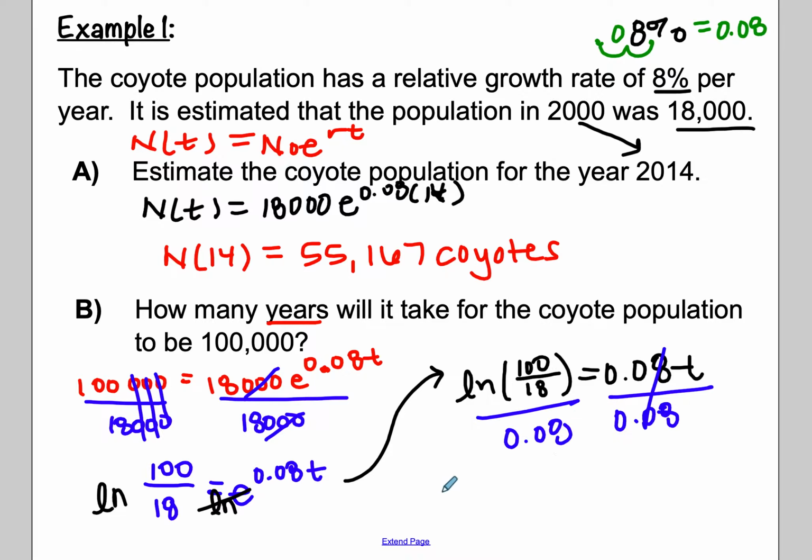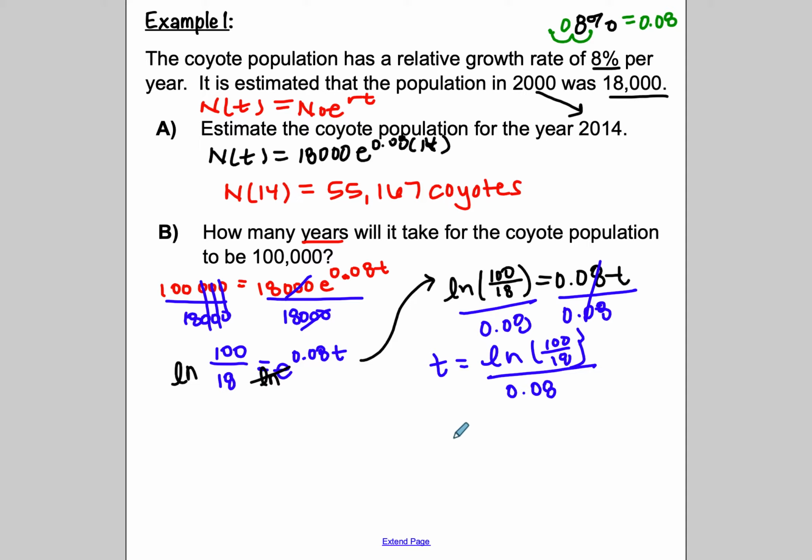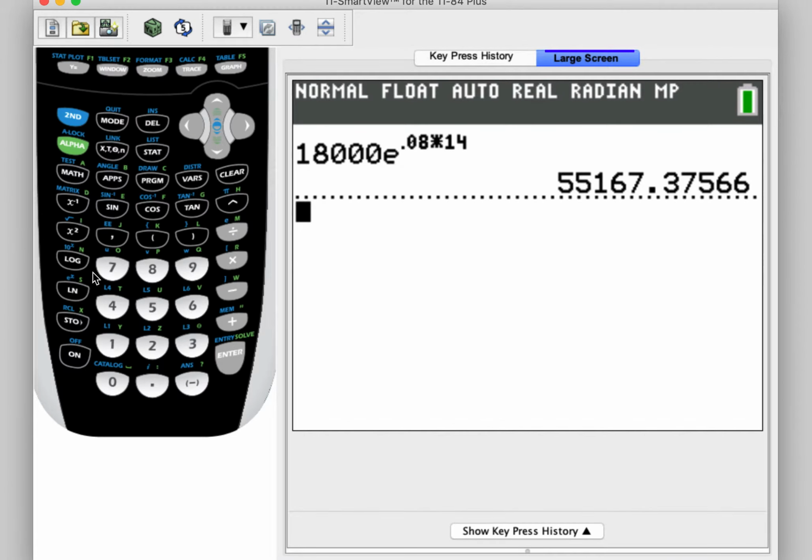So this all cancels. So t equals ln of 100 over 18 all divided by 0.08. I highly, highly encourage you all to type this in. That is the hardest part sometimes, is just typing it in. Okay, so we have ln and then 100 divided by 18, and now that's all inside the ln, so I'm going to end that parenthesis. Then I'm going to go ahead and divide that by 0.08.